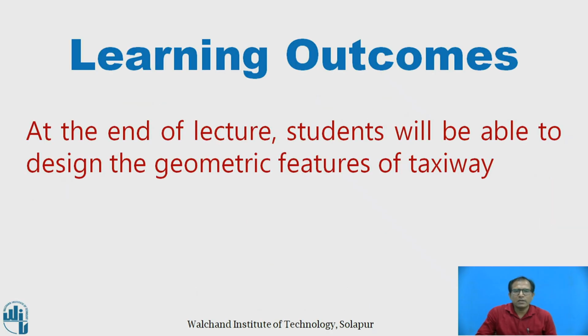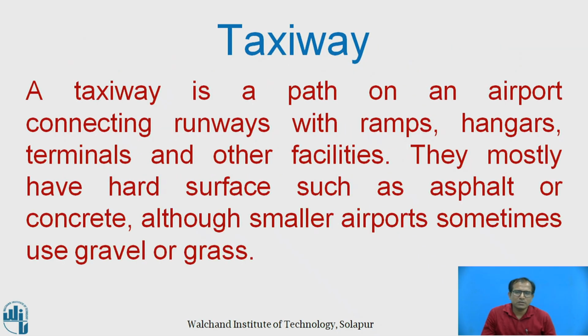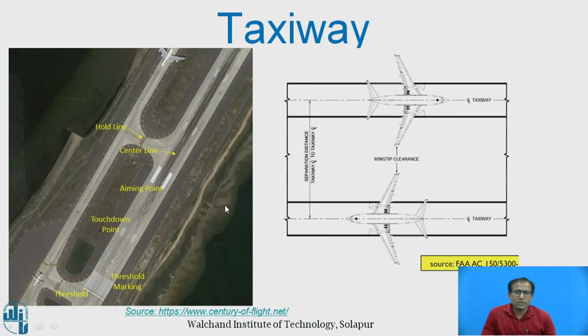In this session, we'll learn about how to design the geometric feature of a taxiway. So, in the previous session, we got to know what a taxiway is. It is the path on an airport connecting the runways with the ramps or hangars or terminals and other facilities. Mostly, this connects the runway to the apron area where the passengers get in and get out. So, this is the picture of your runway, and as soon as the aircraft has landed, it is going to search for the exit point. This exit point is your taxiway, and from this taxiway they will go towards the apron area.